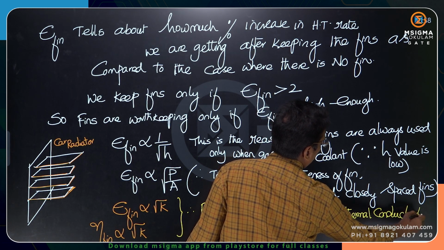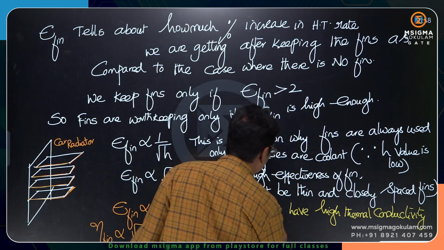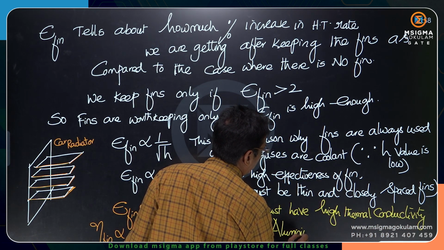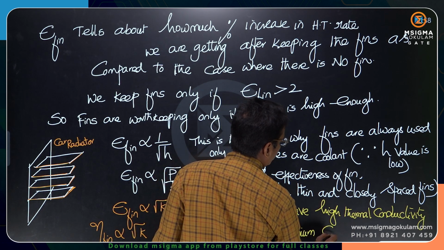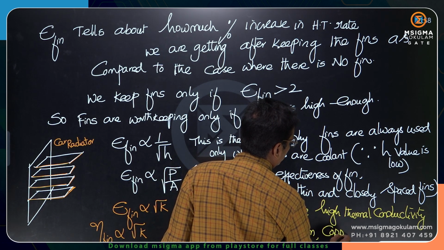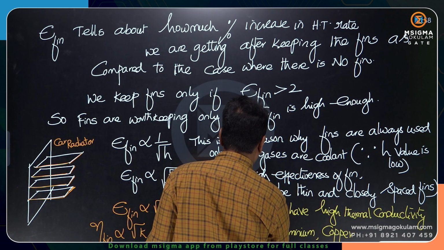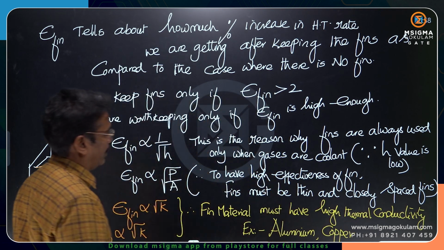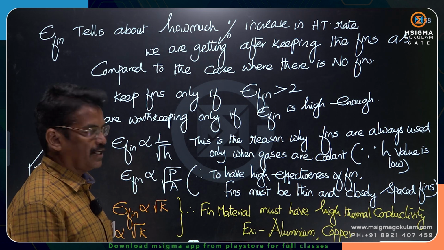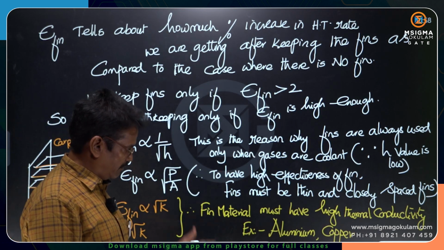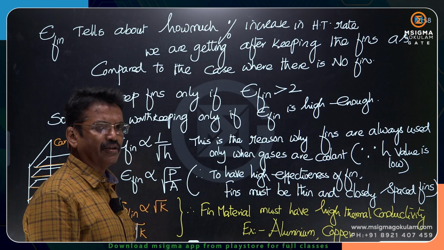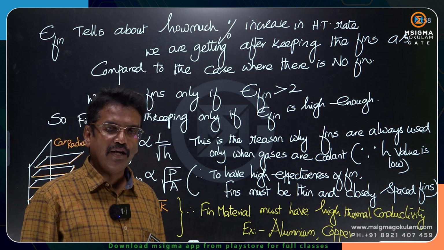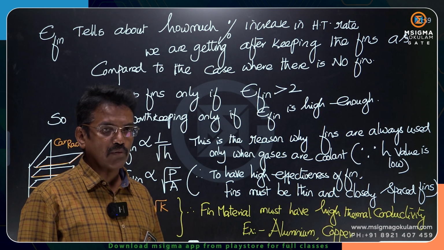The best example for the fin is aluminum. Aluminum is the best material for the fin, and sometimes copper also we can use. Fin material must have high thermal conductivity like aluminum, while copper is heavy and costly also. Aluminum I give more marks. Light material and cheap also, with good thermal conductivity.